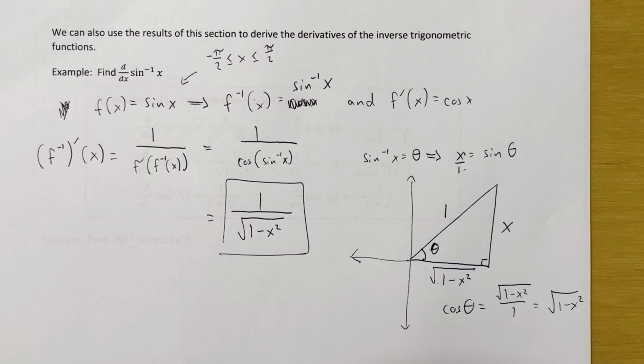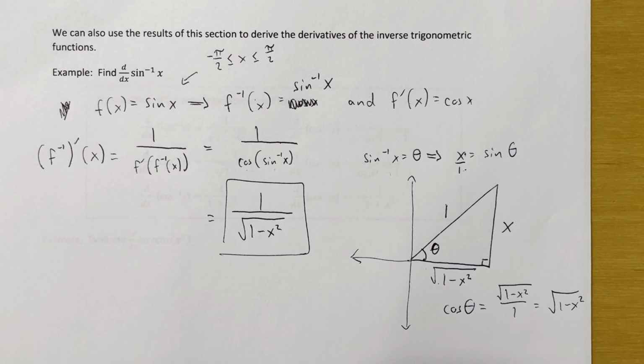Notice it doesn't involve any trig or any inverse trig. It's 1 over a radical with a polynomial on the inside.